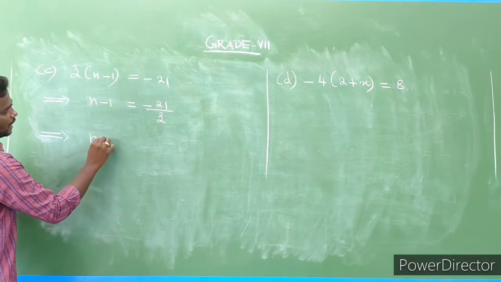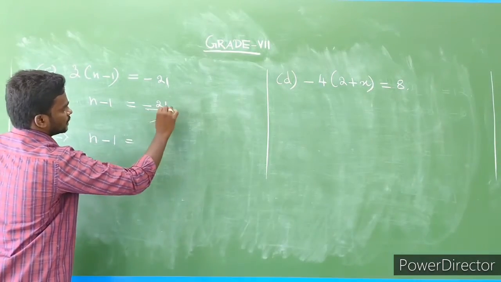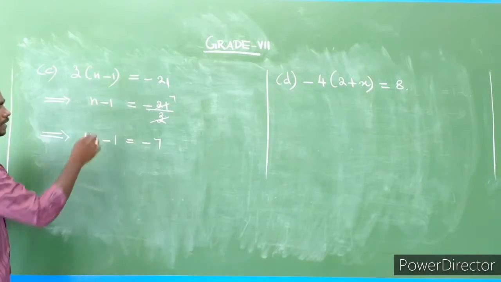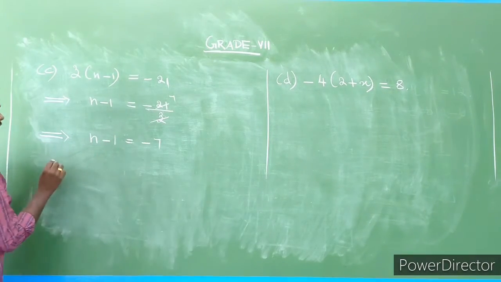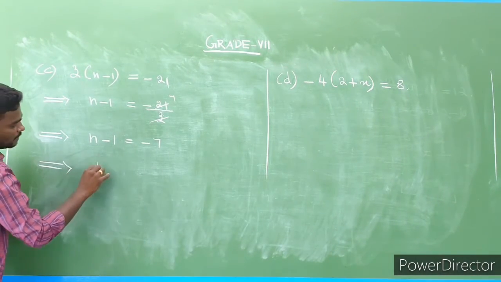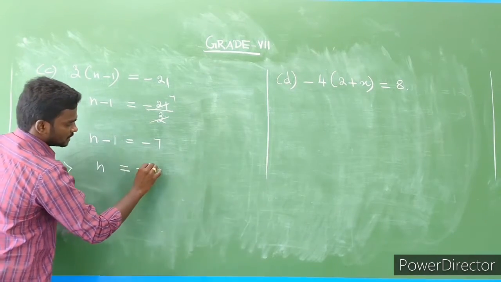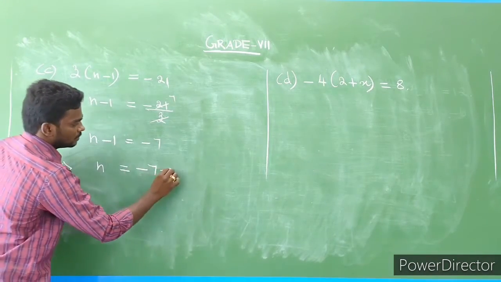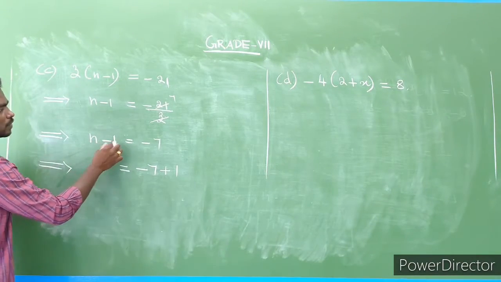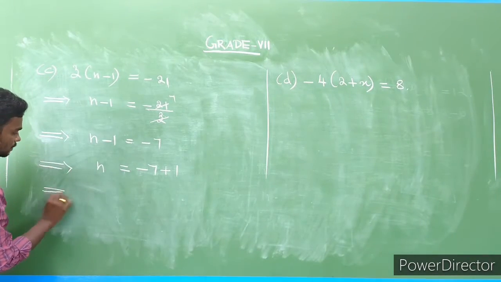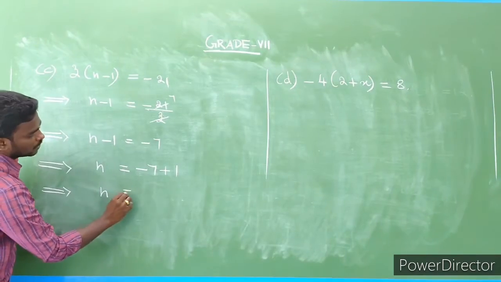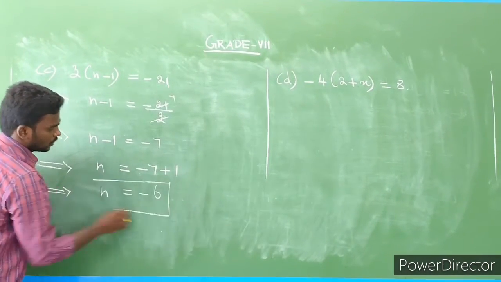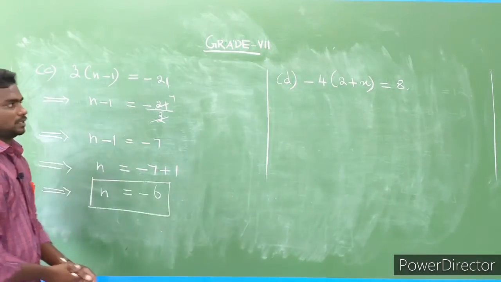So n minus 1 is equal to, 7 3s are 21, so minus 7. n minus 1 is equal to minus 7. That implies we keep the value n on the left side and minus 7 on the right side. So this minus 1 is transposing to plus 1. Implies that n is equal to minus 7 plus 1, that is minus 6. So the value of n is equal to minus 6.